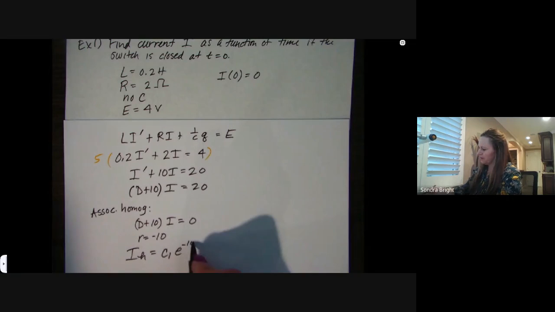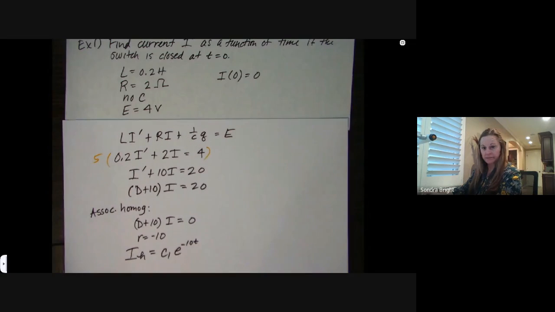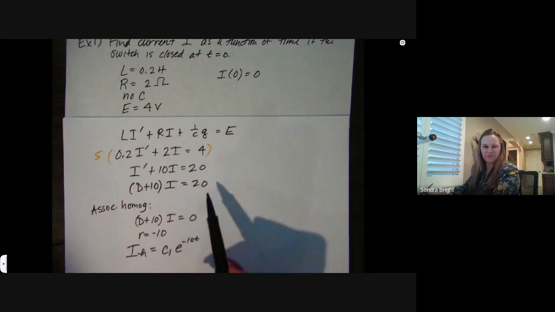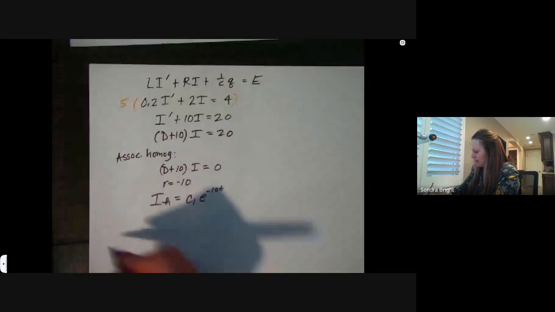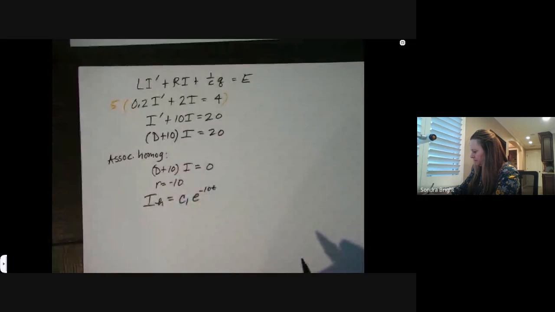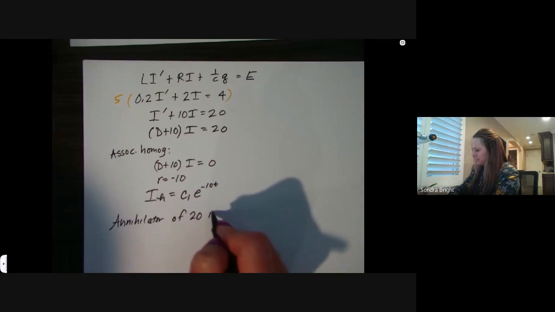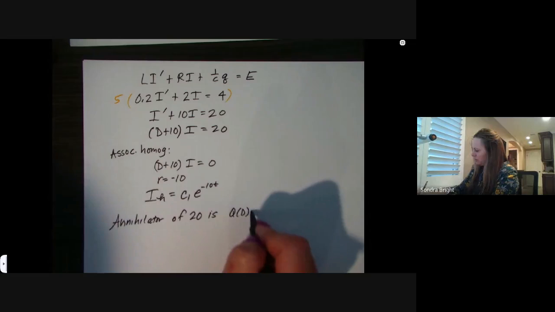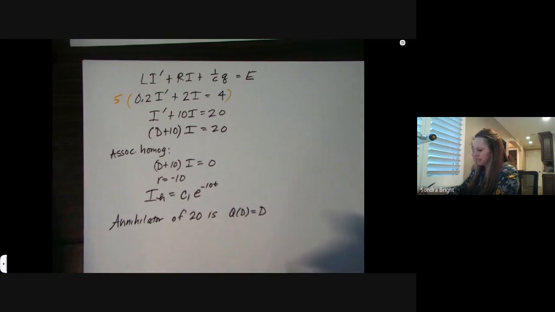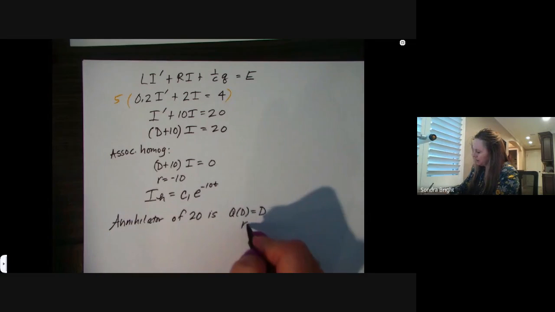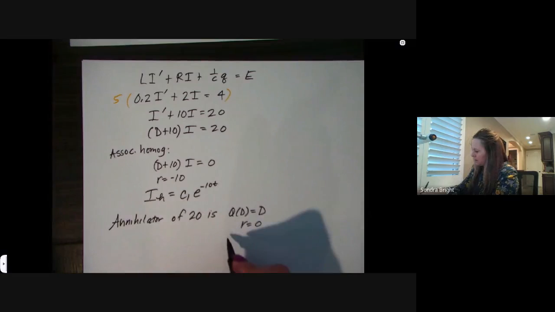Now, we find the annihilator of 20. Well, it's just a constant, so that's nice. You just take the first derivative of a constant and it'll get you 0. So the annihilator of 20 is Q of D, which would just be D. And that gives you R is 0, and so your particular solution for I would be C1 e to the 0t.